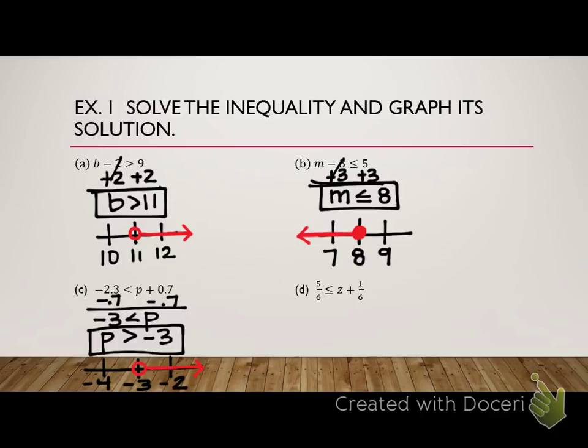Same thing. It's okay that z is on the right side of our problem. We'll deal with that at the end. For now, let's get z by itself. And in order to do that, we have to subtract 1/6.